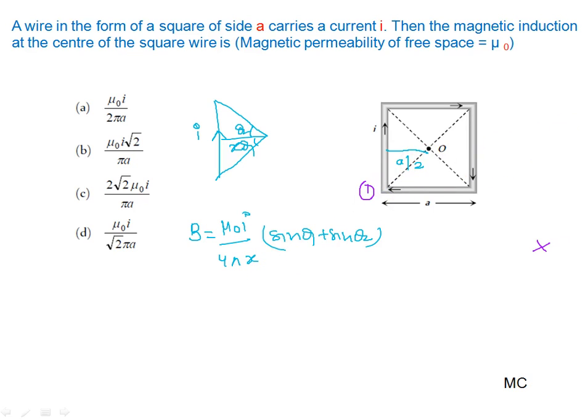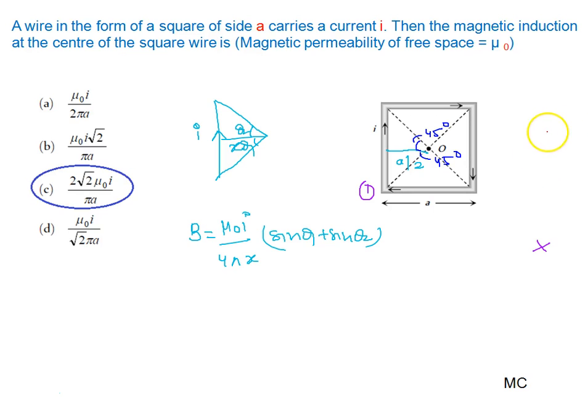What is theta 1 and theta 2? Again it is a square, so you will say it is 45 degree. This is also 45 degree. Now you can solve it. So you please solve yourself. I am showing you the answer. Just check the answer.